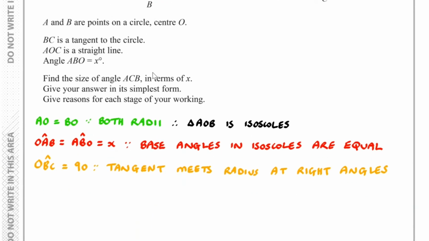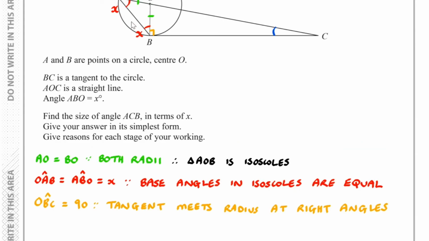And so what can we conclude from this? The angle ABC then will equal the 90 degrees plus the X.